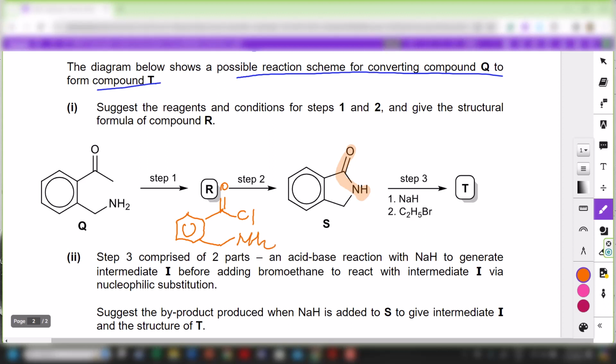Then how do I convert my Q to R? That will be a challenging one, at least at this stage, because you're supposed to suggest reagents and conditions for step 1. What I'm going to do is perform an iodoform test first, and then acidify the solution in order to produce the carboxylic acid. So my R is likely to be a carboxylic acid, with NH2.